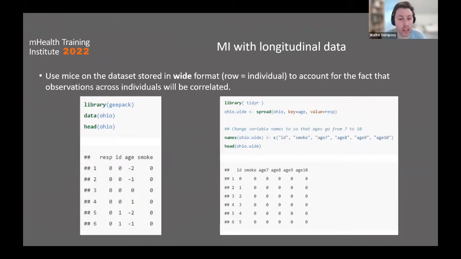I see another question in the chat. Let me see. Okay, what is the pragmatic level of missingness beyond which imputation is not advised? It's a good question. I would say usually you can handle 10 to 30%. I've never tried up to 50% missingness before, but I mean, it can handle it.